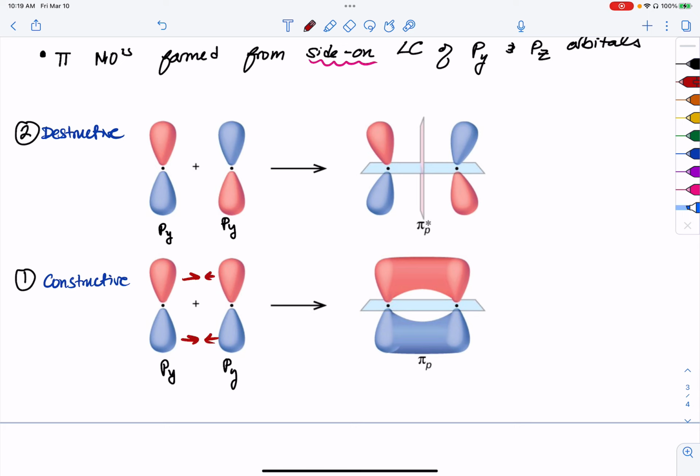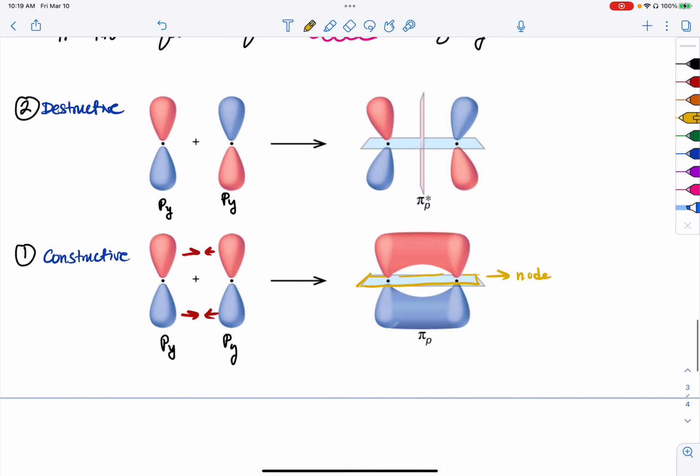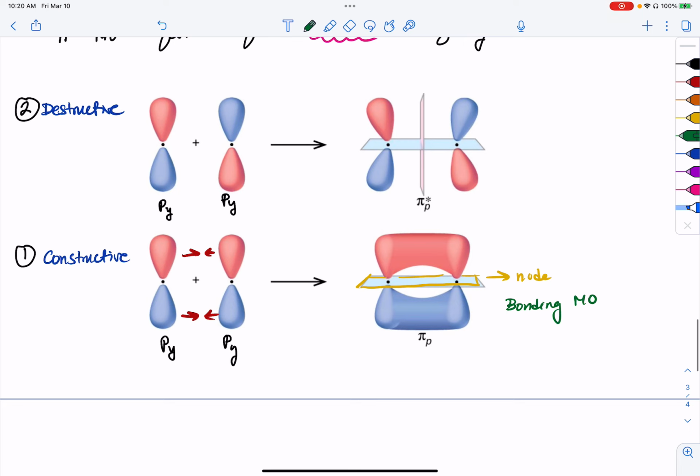That creates this kind of new shared shape with a planar node, meaning any space in this plane that bisects these two orbitals is a region where we have no electron. And this is our bonding molecular orbital, because it is the result of our constructive side-on combination of our atomic orbital, here the py.